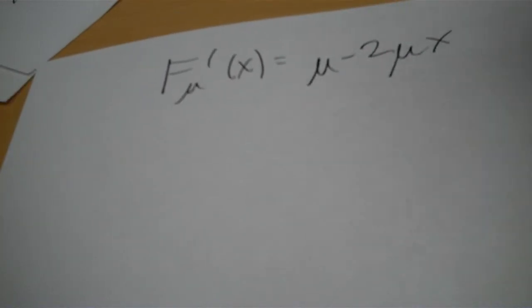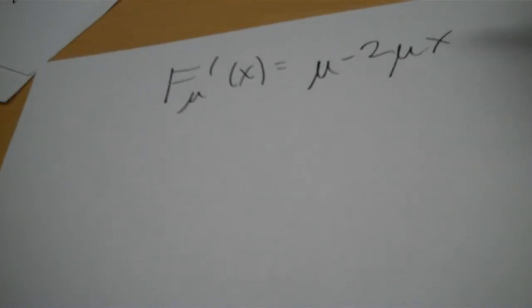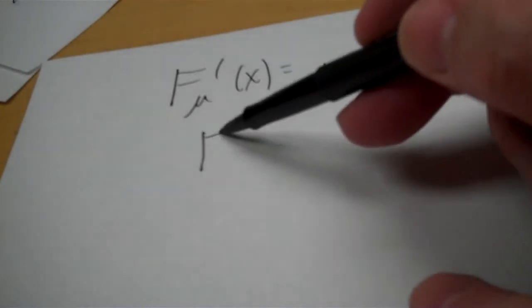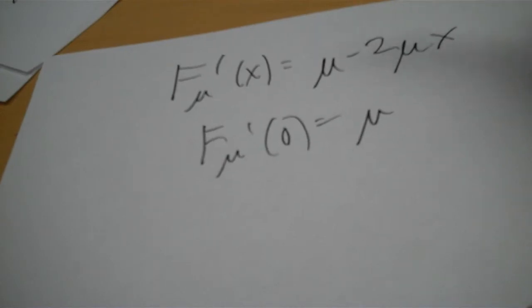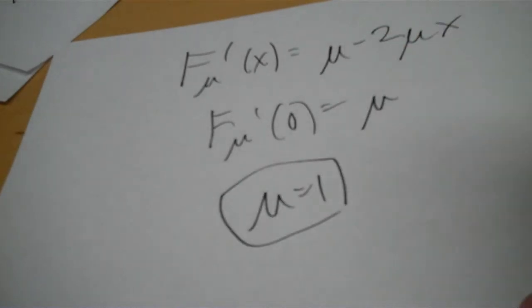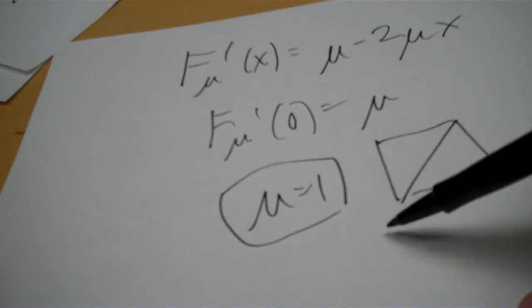So some of the questions we could ask were where some of those various behaviors happen. So the function has the derivative f prime equal to mu minus 2 mu x. If we wanted to know what the value of the derivative is at the origin, then you obviously just plug in 0 and you just get mu. And so it's a pretty quick answer that mu equals 1 is the case where you have exactly that tangency thing we were talking about.